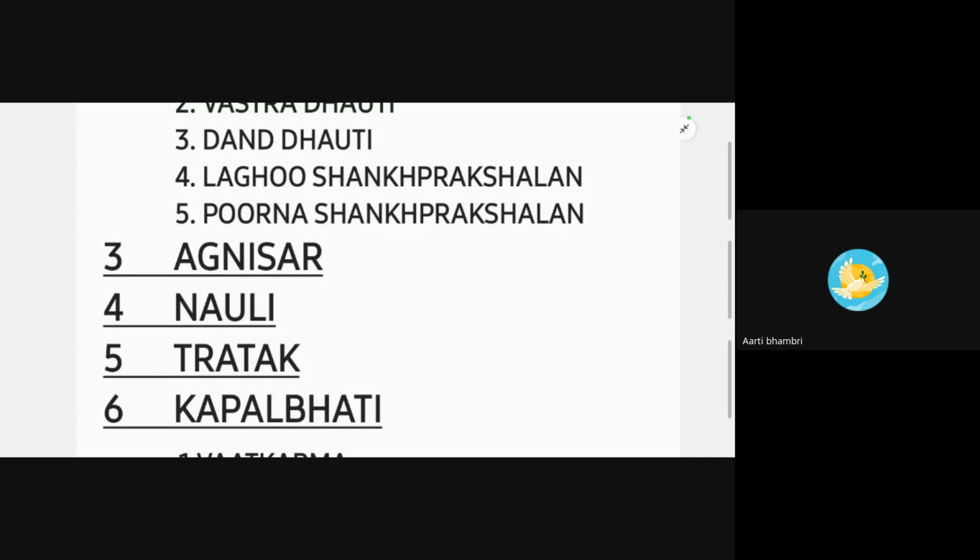Now from center to left, center to left, center to left. This is my left side, Vam Noli. Again, I'm repeating the process. Center to right side, Dakshin. This is my right Noli. Right side, come to the center. This is Dakshin Noli. Again, stop.